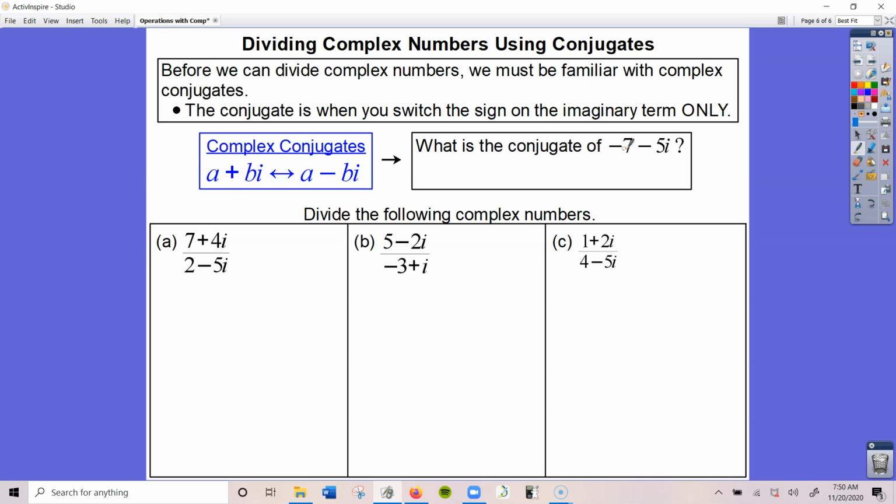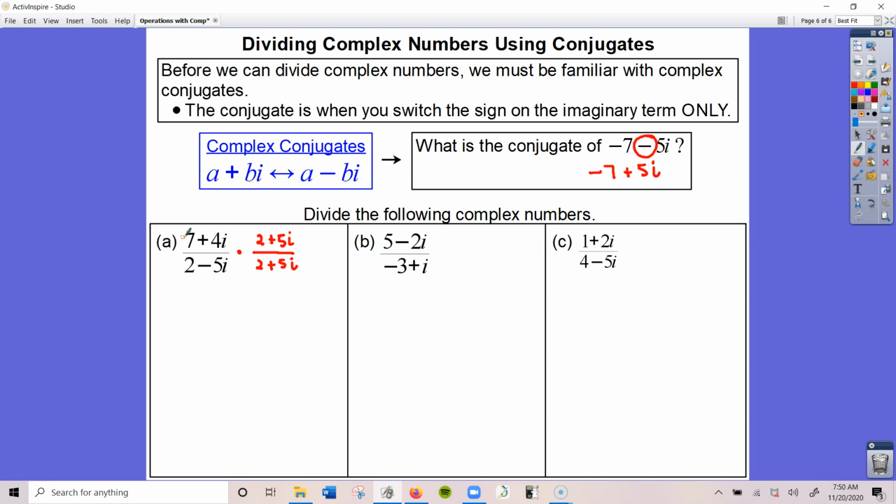So for example, if I had negative 7 minus 5i, the conjugate would be negative 7 plus 5i. We only change the middle sign. So here I have 7 plus 4i divided by 2 minus 5i. So what I'm going to do is multiply by the conjugate of the denominator, which is 2 plus 5i. And you have to do that to both the numerator and the denominator.